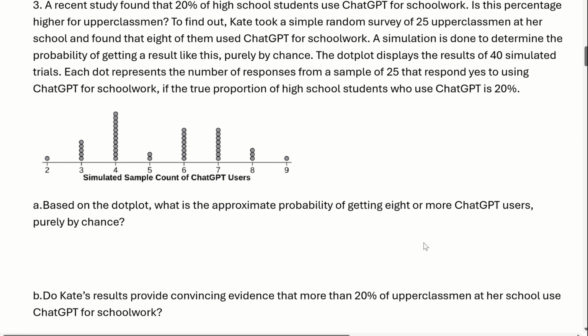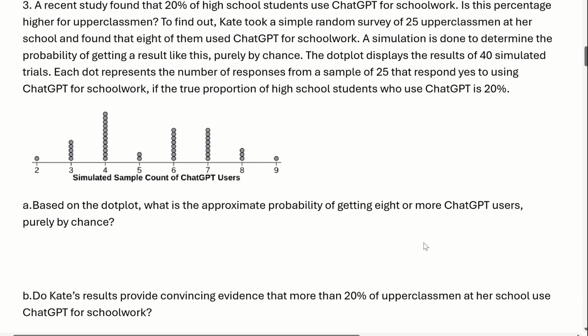Is this percentage higher for upperclassmen? To find out, Kate took a simple random survey of 25 upperclassmen at her school and found that 8 of them use ChatGPT for work. A simulation is done to determine the probability of getting a result like this purely by chance. The dot plot displays the results of 40 simulated trials.